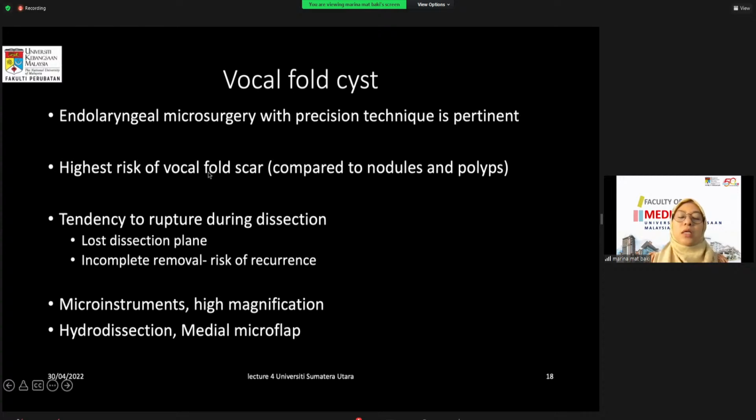Vocal fold cyst, if you read, there are a few theories. Mainly, one of the theories is that there is phonotrauma, inflammation, and blockage of the small salivary glands under the mucosa, and because of that, there's accumulation of fluid in a sac because of the blockage of the minor salivary glands. That is one of the theories. So in a vocal fold cyst, definitely the treatment is surgery.